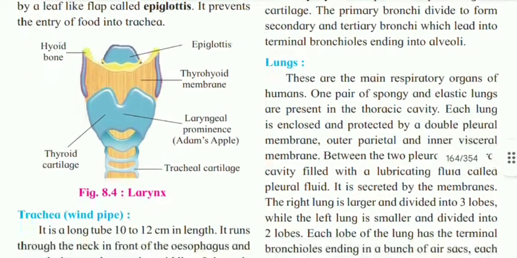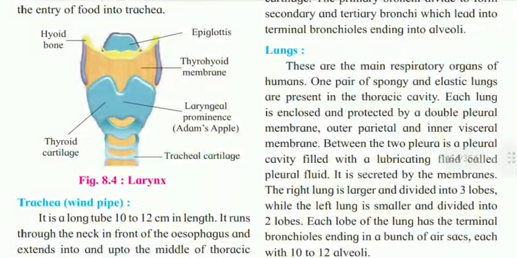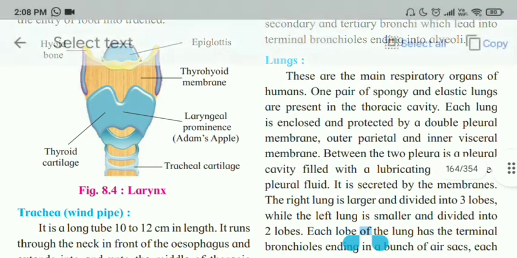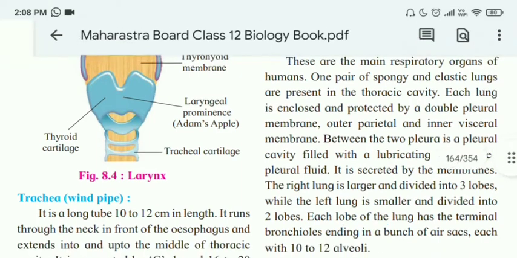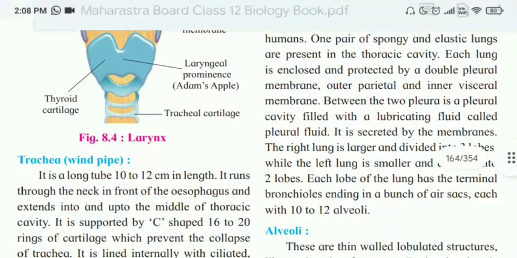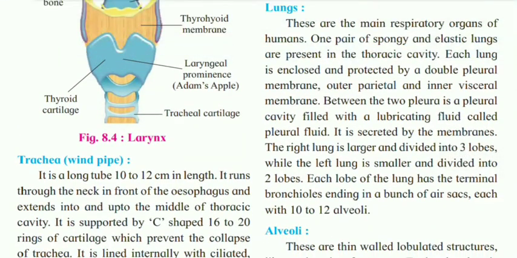Lungs, these are the main respiratory organ of human. One pair of spongy and elastic lungs are present in the thoracic cavity. Each lung is enclosed and protected by a double pleural membrane, outer parietal and inner visceral membrane. Between the two pleura is a pleural cavity filled with a lubricating fluid called pleural fluid. It is secreted by the membranes.